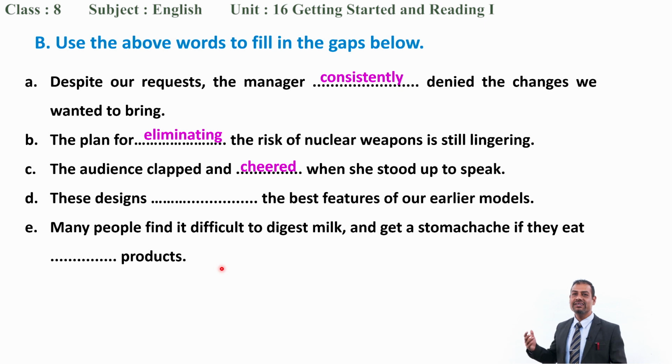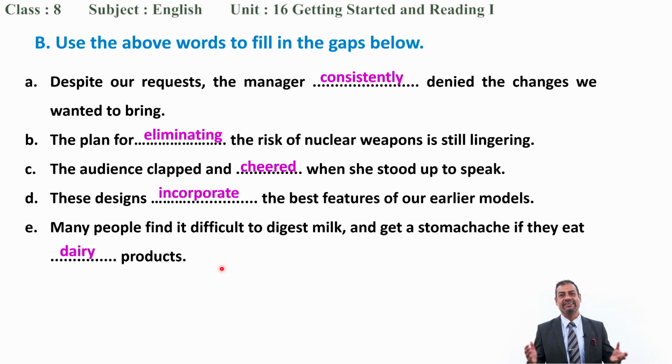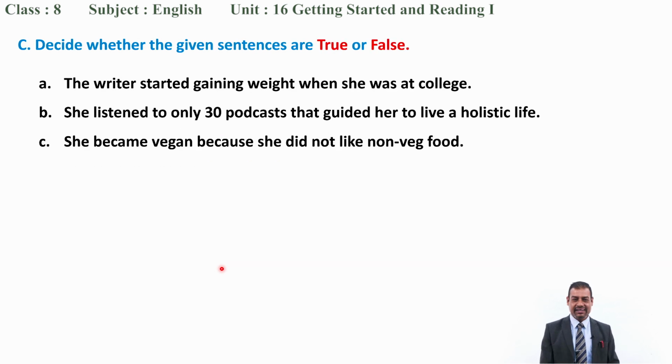That is cheered. And next one is these designs. What's the word for include? Yes, again you are right. Incorporate the best features of our earlier models. And the last one is, what is it? Okay, tell me once again. Yes, you are right. That is dairy products. Yes, you are very good.